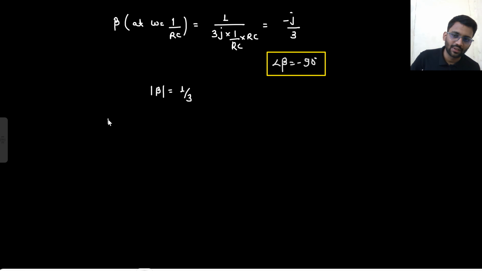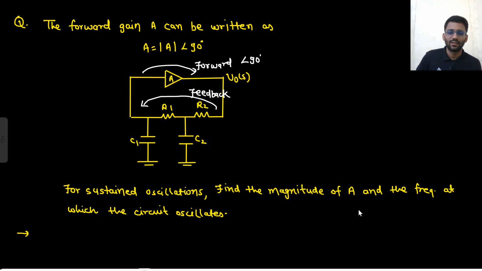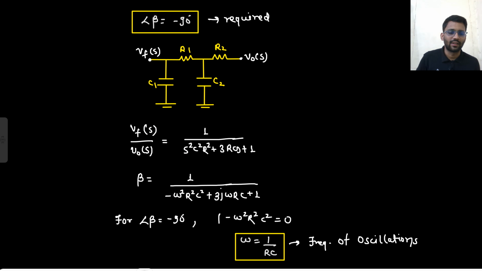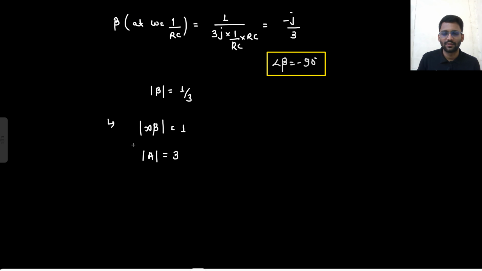For sustained oscillation, what is the other condition? The other condition is mod of A beta should be equal to 1. Mod of A should be equal to 3. So this was also asked. Find the magnitude of A, that is equal to 3. That's it. These two were the questions that were answered. Well and good. So these kind of questions can come in your examination.